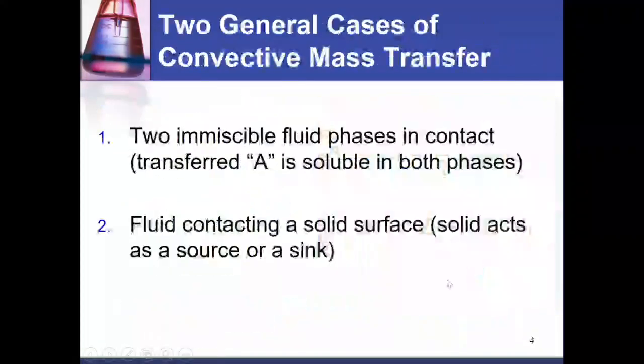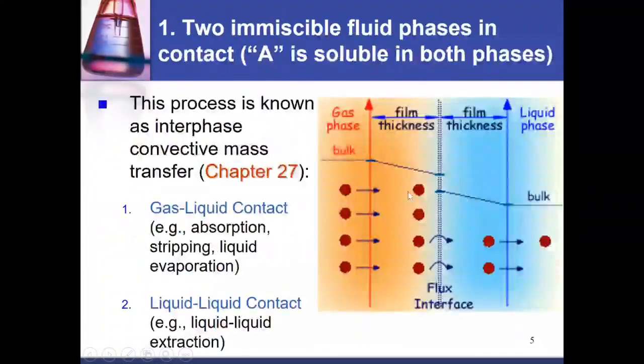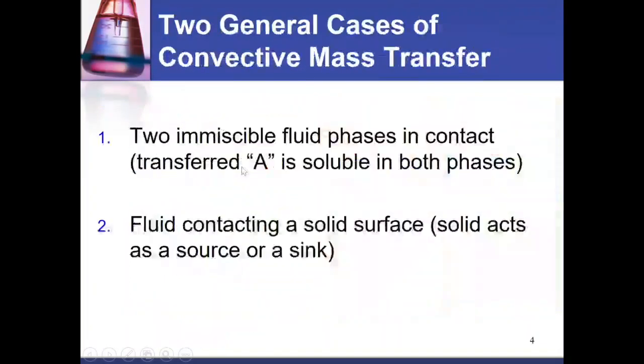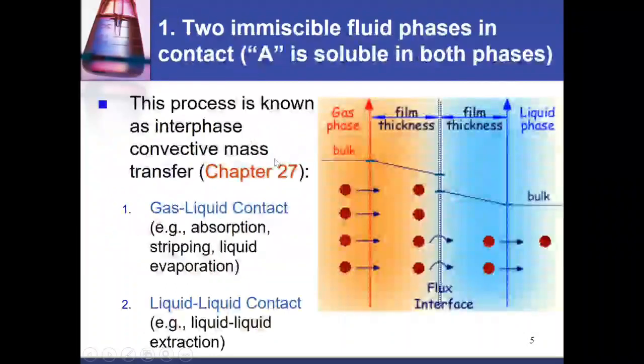For the first case, two immiscible fluid phases, this will be covered in more detail in chapter 27, where we discuss mass transfer between phases. We will call it interface convective mass transfer. There we will discuss gas and liquid contact, so our focus will be on this.